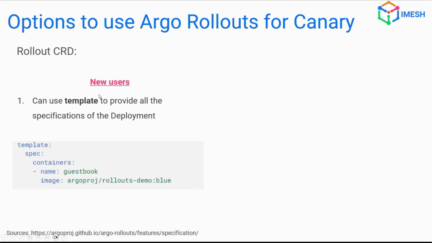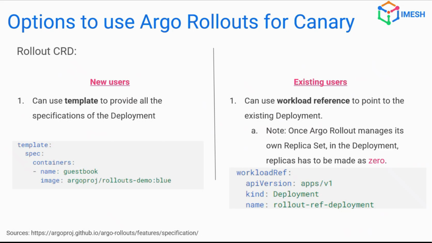Here, as I was mentioning, new users can directly get started with the template if we don't want to maintain a separate deployment; that can be handled directly using Argo Rollouts itself. And if we are an existing user and already have deployments, then we can use deployments, and configure Argo Rollouts to take over that replica set. It will read the deployment and then configure Argo Rollouts to control all that behavior.